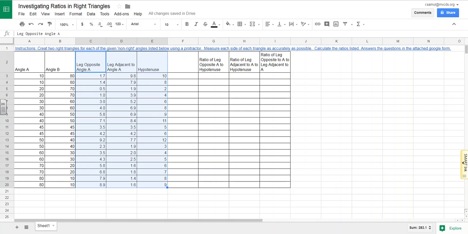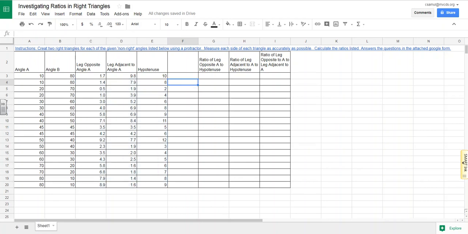I've provided some sample lengths here that actually are accurate. If you took these three segments and made a triangle with those as the lengths, you would have a right triangle with angles 10 and 80, or at least approximately 10 and 80. Don't use these lengths, but this is just sample lengths that I provided.